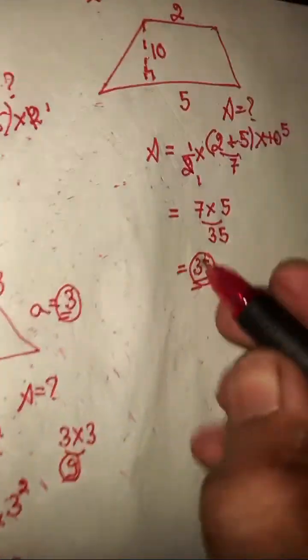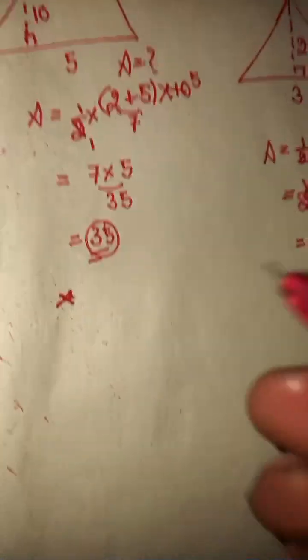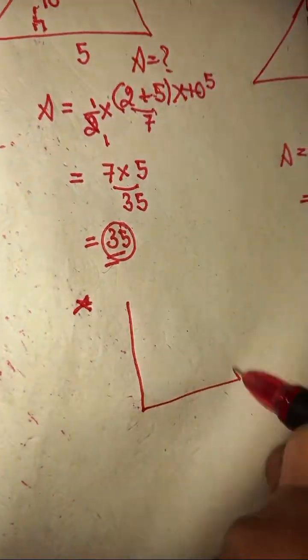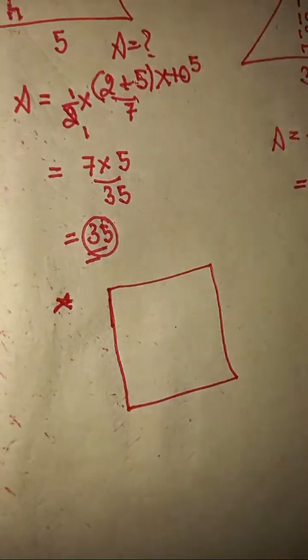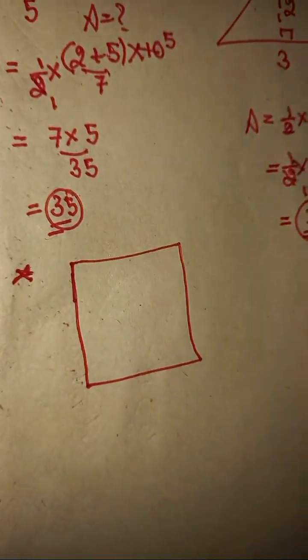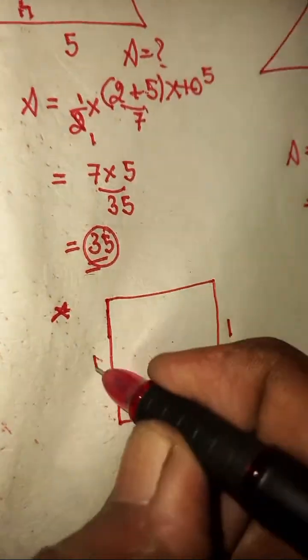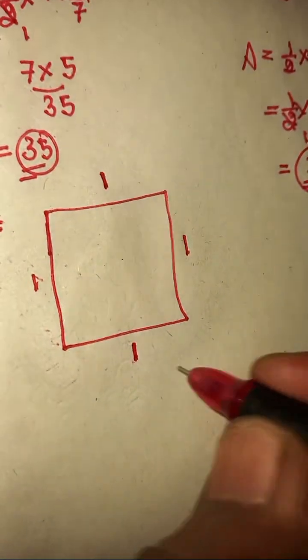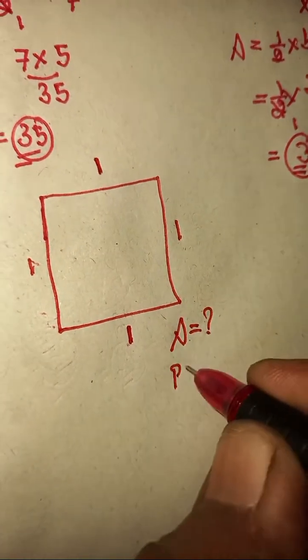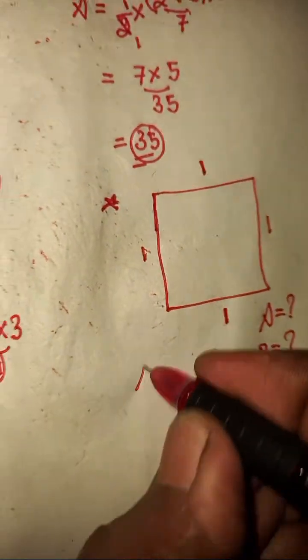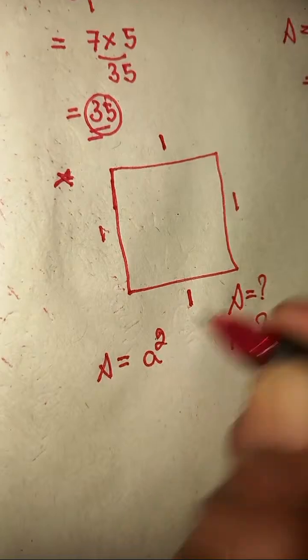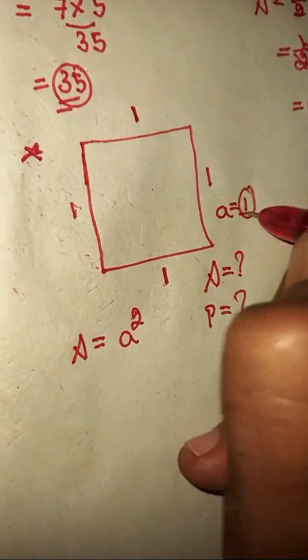Let's take one more picture. Here they are giving the square. In a square you need to find out area and perimeter, both of them. Here they are giving all sides as just 1 unit. Here you need to find out what's the area and what's the perimeter. You can find out area is a square, where a is the side length, 1 unit.